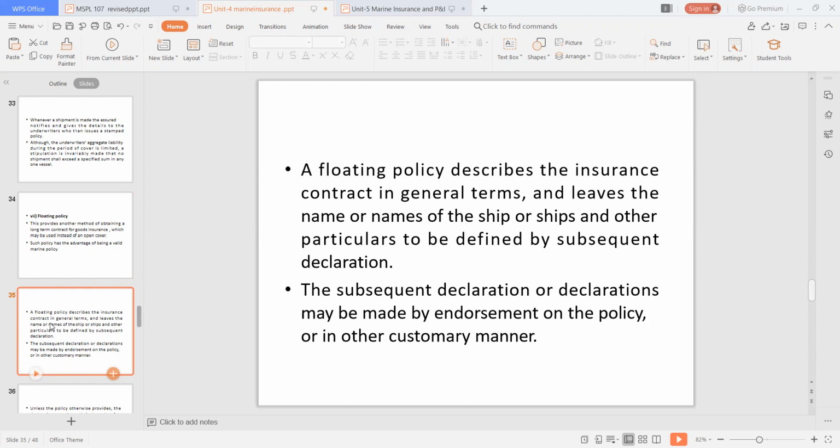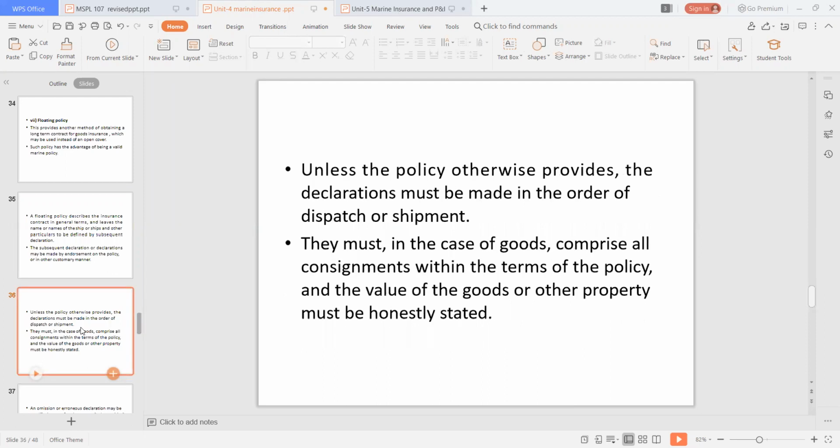A floating policy describes the insurance contract in general terms and leaves the name or names of the ship or ships and other particulars to be defined by the subsequent declaration. The subsequent declaration or declarations may be made by endorsement on the policy or in other customary manner. Unless the policy otherwise provides, the declaration must be made in the order of dispatch or shipment. They must, in the case of goods, comprise all consignments in the terms of the policy, and the value of the goods or other property must be honestly stated.